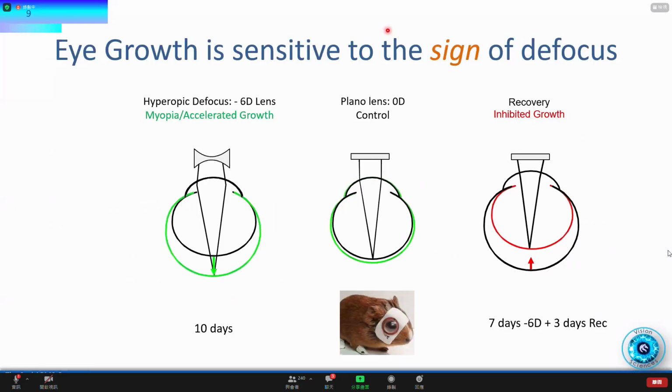To investigate the sensitivity of these cells to the sign of defocus, we use the classic paradigm where animals wear a minus lens, which creates hyperopic defocus, so the image is behind the retina and the eye will elongate in order to compensate for that imposed defocus. Alternatively, if you make the eye myopic first and then remove that minus lens and replace it with a plano lens, then the eye will inhibit its growth as it tries to regain that compensatory mechanism. In control animals, we just raise them with plano lenses.